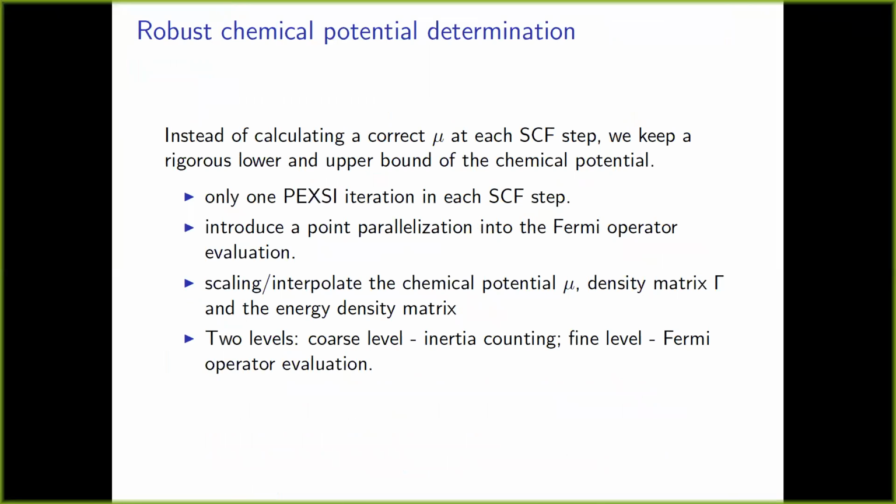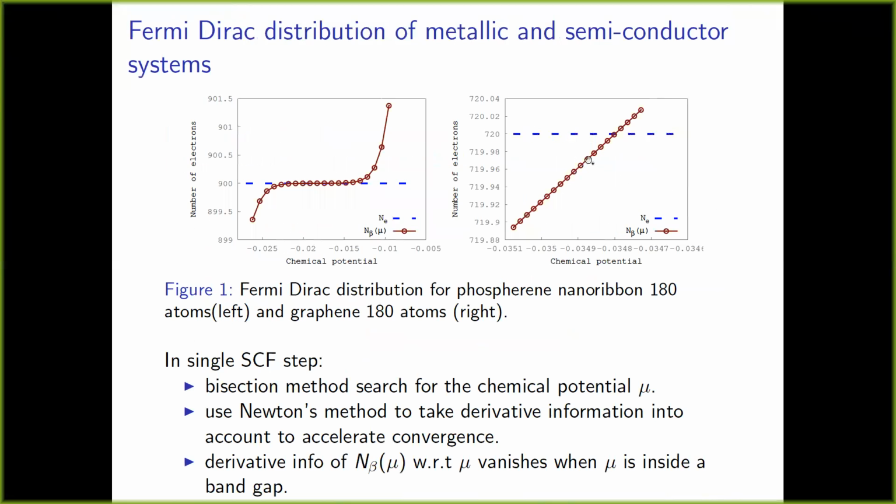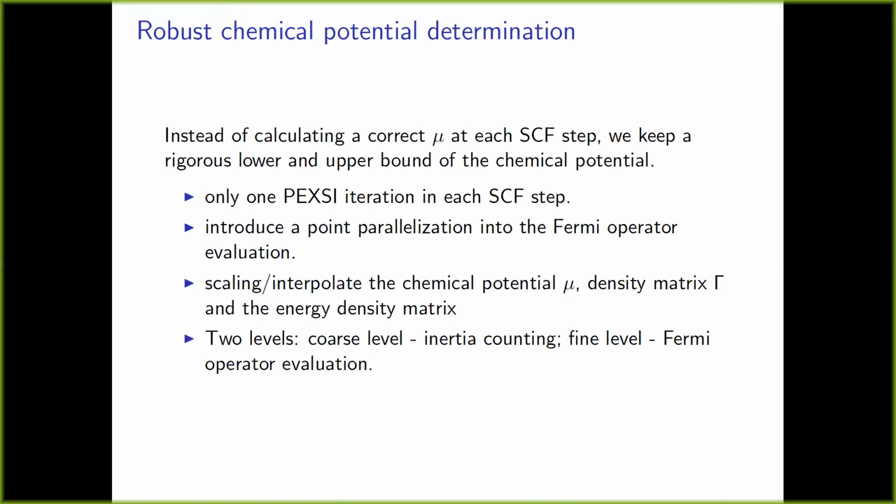For this method, we will have only one PEXSI iteration in each SCF step, so we don't need to calculate several PEXSI iterations. And we will introduce point parallelization into this Fermi operator, because as you can see, if we have multiple points in the searching range, then we will very quickly converge mu min and mu max to a very narrow range. And then we will scale and interpolate the chemical potential, and there will be two levels of narrowing down the chemical potential upper and lower bounds.